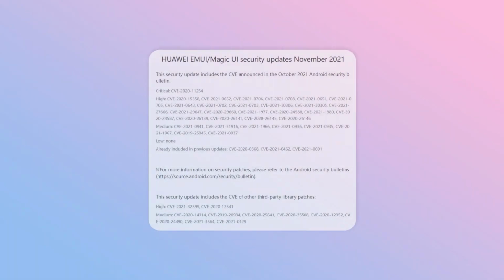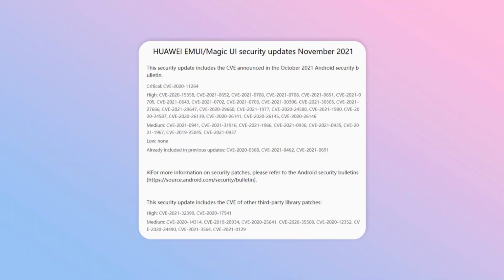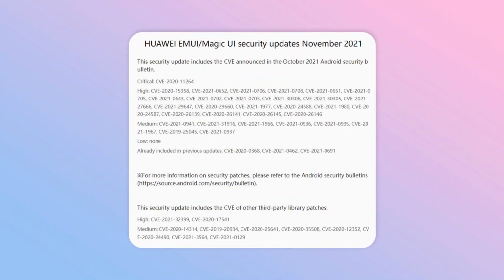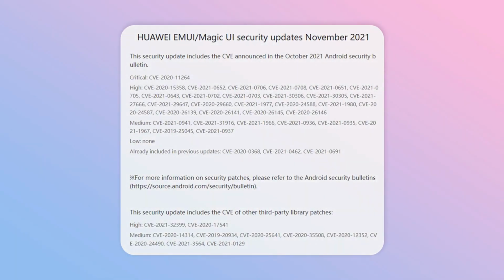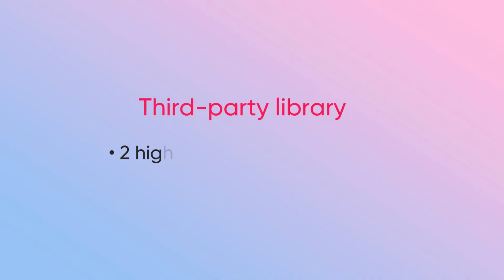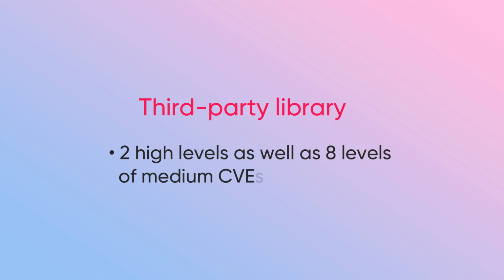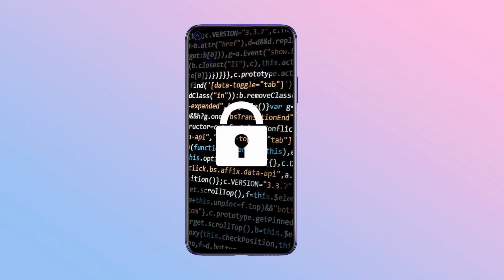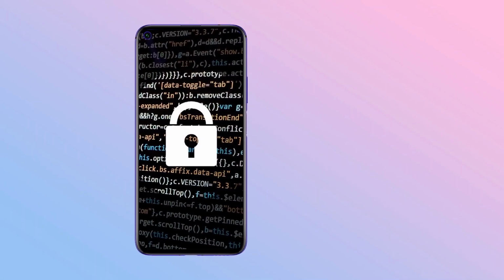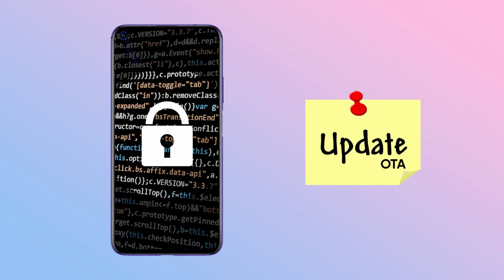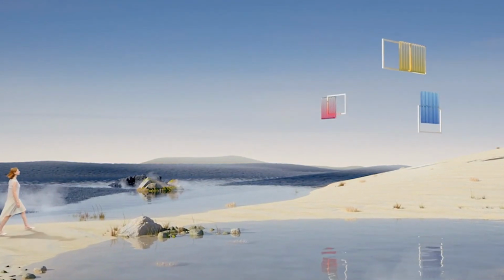Well, it fixes 1 critical, 8 medium and 22 high level CVEs, while there are no low level CVEs. Additionally, this patch also resolves 2 high level and 8 medium level CVEs in the third party library. The company will begin to send these fixes carried on the monthly OTA update rollouts and it will expand gradually among the different Huawei devices in the coming weeks.